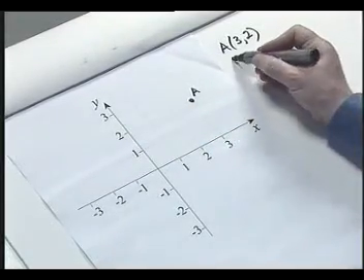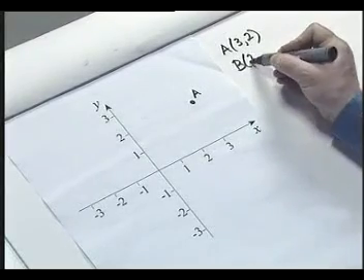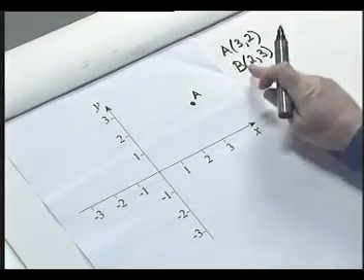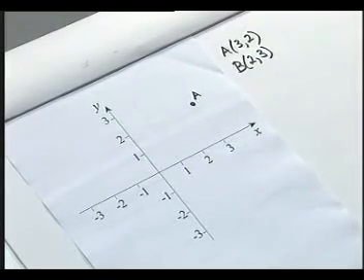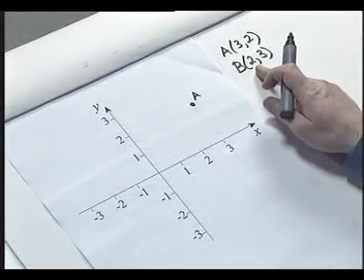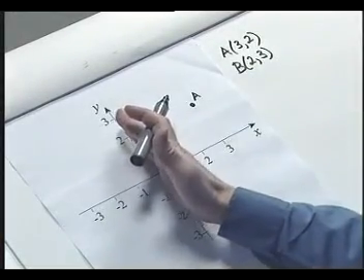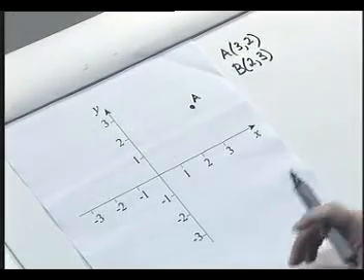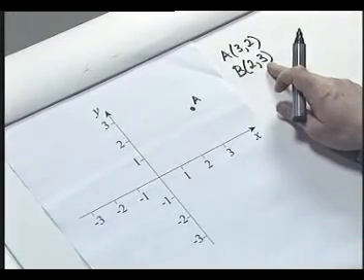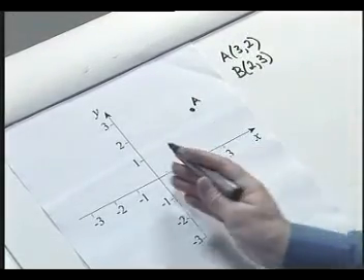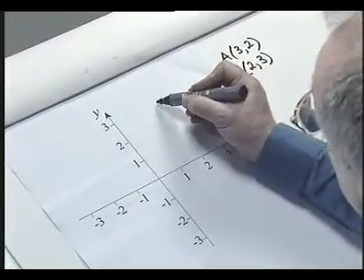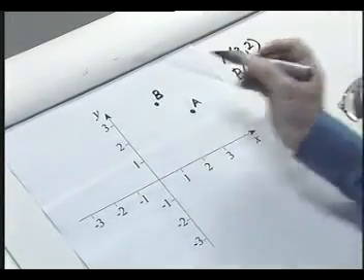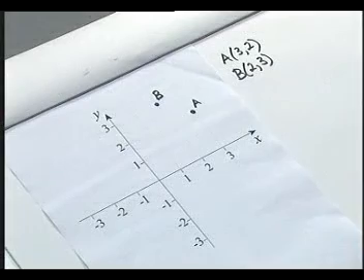Let's have another point. Let's have point B. Let's switch those round. 2, 3. Let's see where that is. Now, with an x-coordinate of 2, we've got to move a distance 2 from the y-axis. And a y-coordinate of 3 means we move vertically. So 2 across, 3 up, takes us to this point there. And that's my point B.